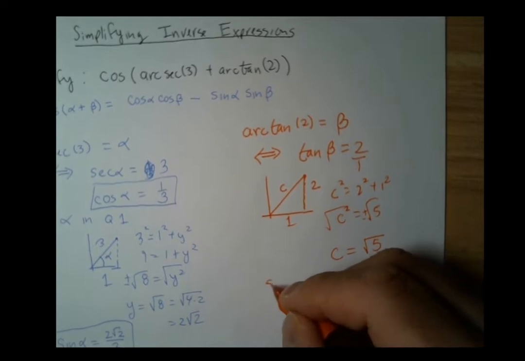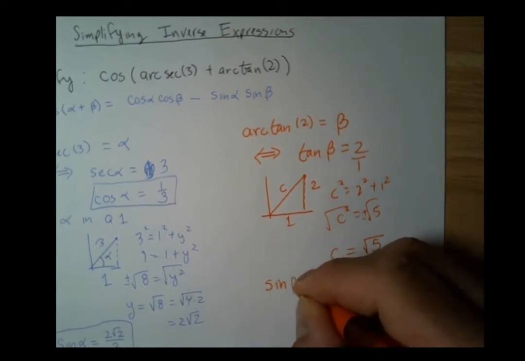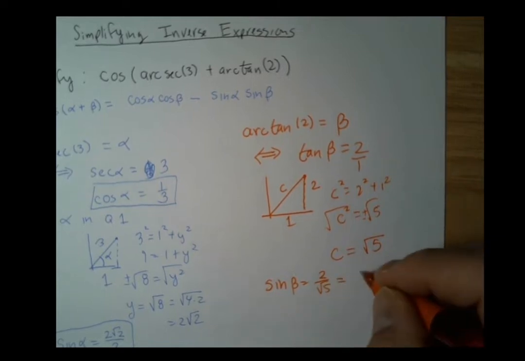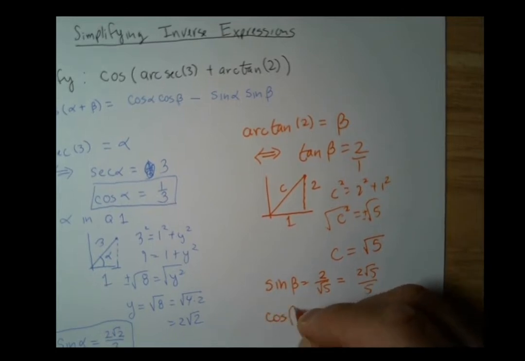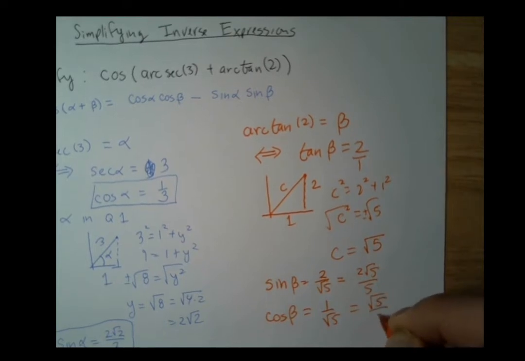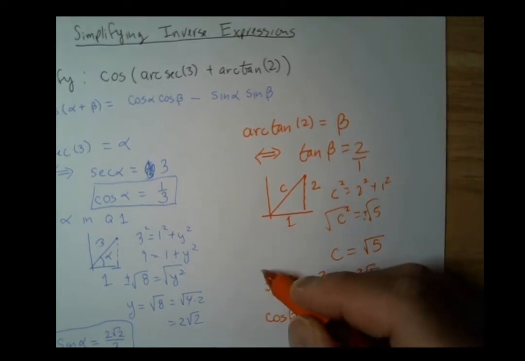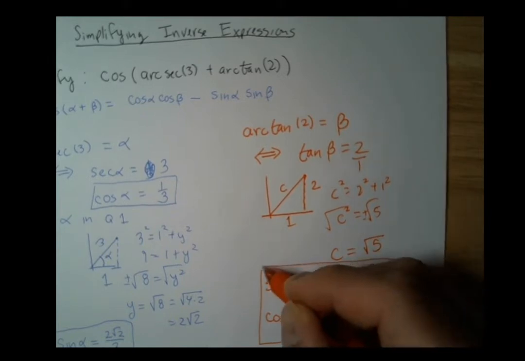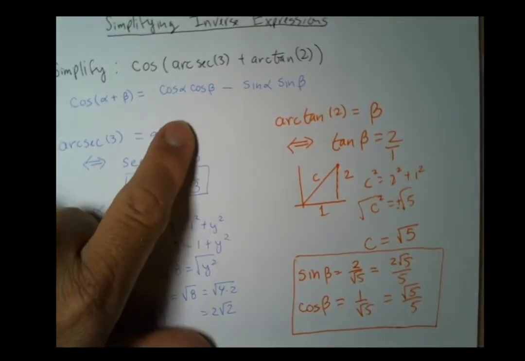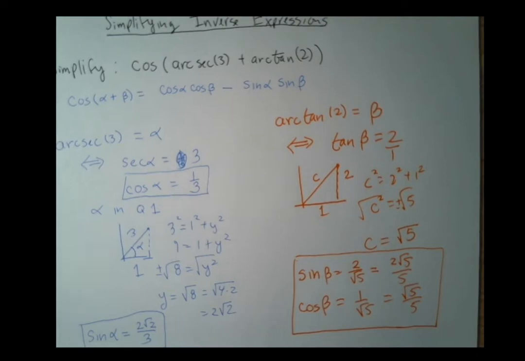So now we have sine of beta equals 2 over root 5, or if you rationalize the denominator, 2 root 5 over 5. Cosine of beta would be 1 over root 5, and rationalizing the denominator, we get root 5 over 5. There we go. We did all this work and still haven't gotten to solving our problem, but that comes next. I have all the components necessary, so the last part is just putting all of this together.